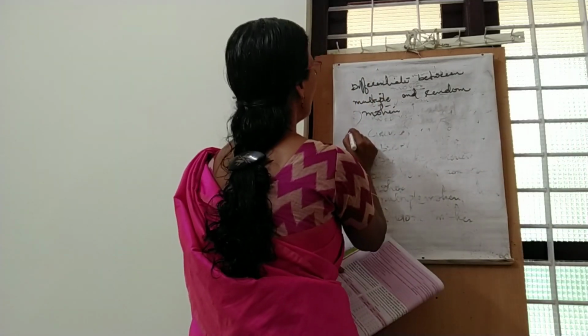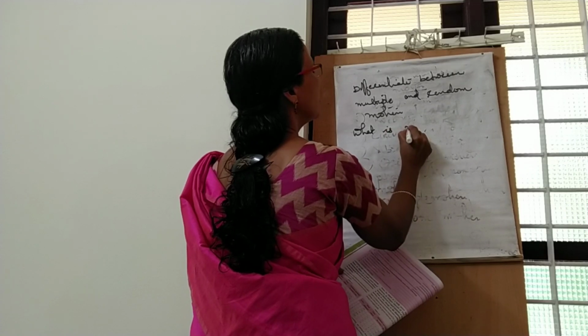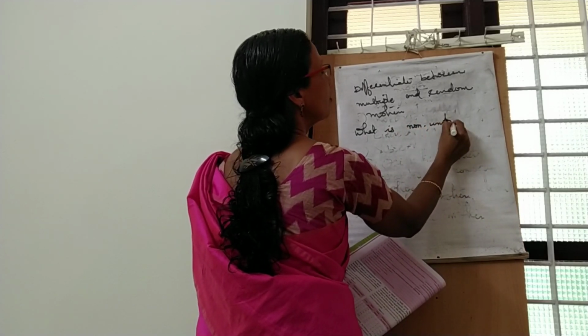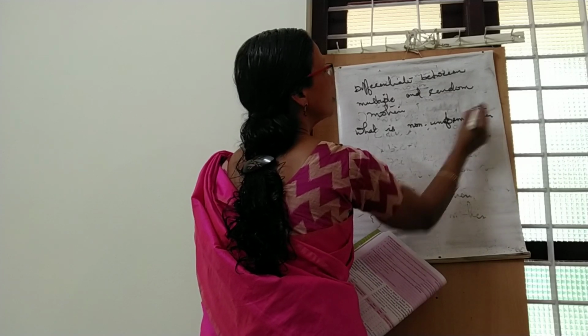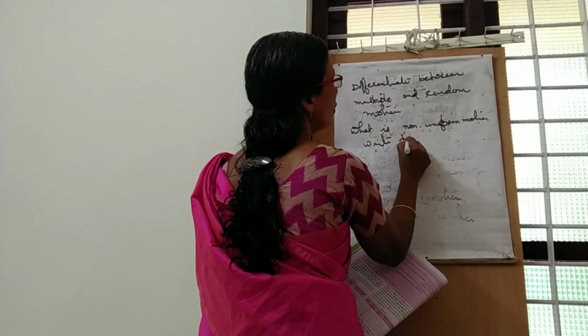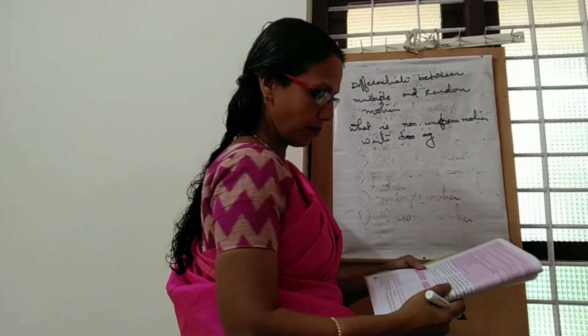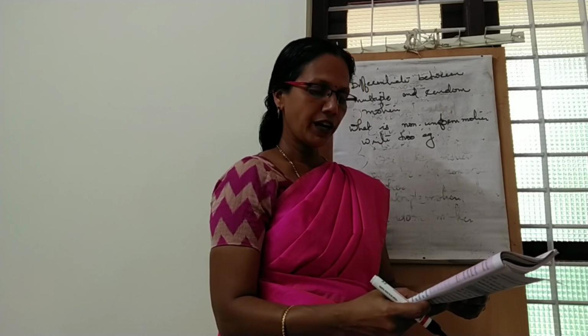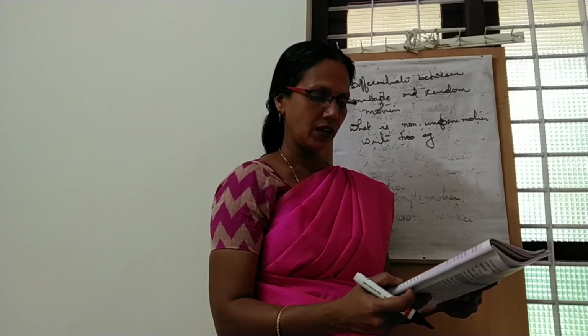Next, what is non-uniform motion? Write two examples. Say page number 28. When an object or a body covers equal distances in unequal intervals of time or unequal distances in equal intervals of time, this motion is said to be non-uniform. Example: an object moving in a circular path, or the earth revolving around the sun.